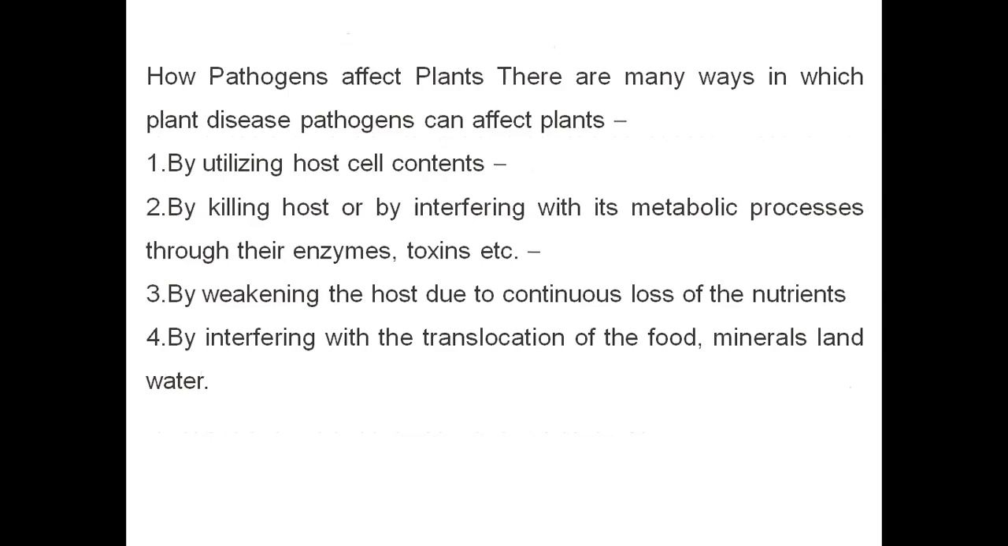Now, how does the disease occur, how do the pathogens affect the plants? There are so many ways. Either they utilize the cell contents of the host, or sometimes they kill the host by interfering with the metabolic process through producing enzymes and toxins, and they kill the host. Or sometimes the pathogens continuously weaken the host by continuously taking nutrients, causing loss of nutrients from the host plant. Or sometimes the pathogens also interfere with the translocation of food, minerals, water, etc.